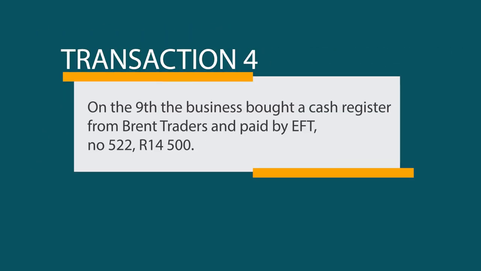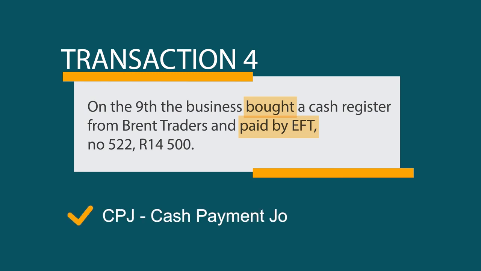Let's look at the next example. On the 9th, the business bought a cash register from Brent Traders and paid by EFT number 522 for 14,500 Rand. Remember, stop, evaluate, and move on. The keywords in this transaction are bought and paid. So this should be recorded on the CPJ.